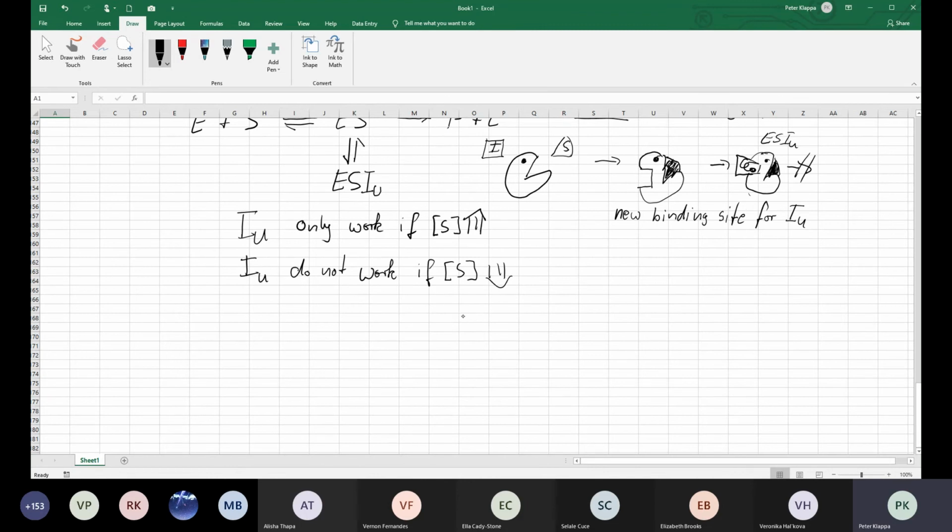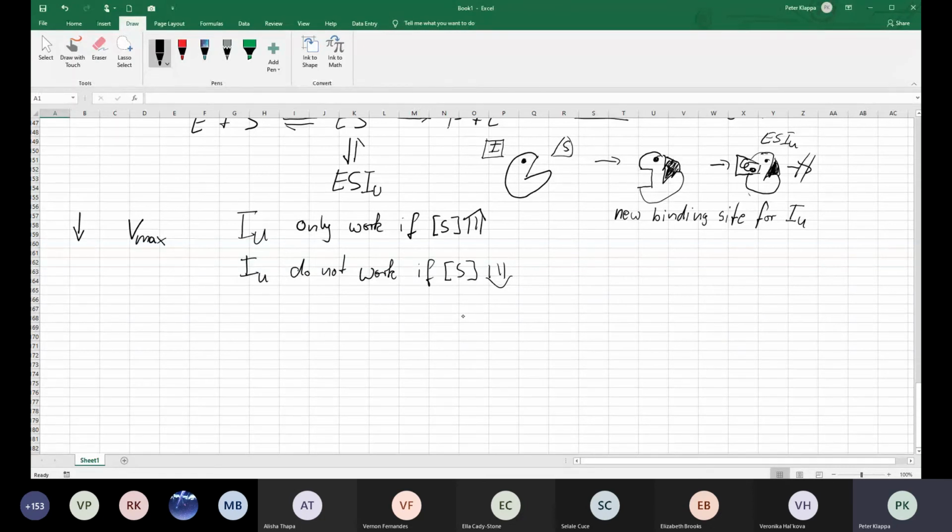Only if the substrate concentration is very high will the uncompetitive inhibitor work. So in this case, substrate concentration very high, this is indicated by Vmax. And because it is an inhibitor, Vmax will go down in the presence of an uncompetitive inhibitor. Vmax has to go down. It is an effect on the rate. The inhibitor only works, is effective, if the substrate concentration is high, and therefore Vmax goes down.